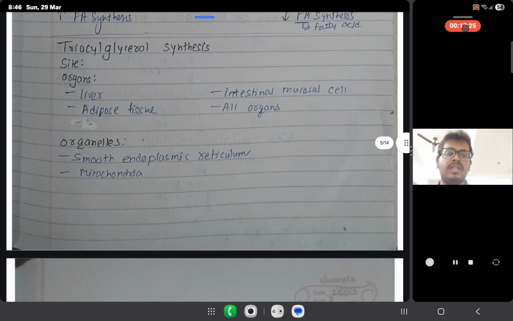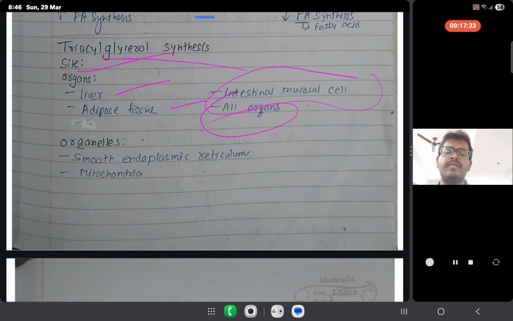Now we'll talk about triacylglycerol synthesis. The sites are obviously the liver, adipose tissue, intestinal mucosal cell, and all organs. Now the organelles: smooth endoplasmic reticulum and mitochondria. Which are the organelles? Smooth endoplasmic reticulum and mitochondria. What are the sites? Liver, adipose tissue, intestinal mucosal cell, and all organs.